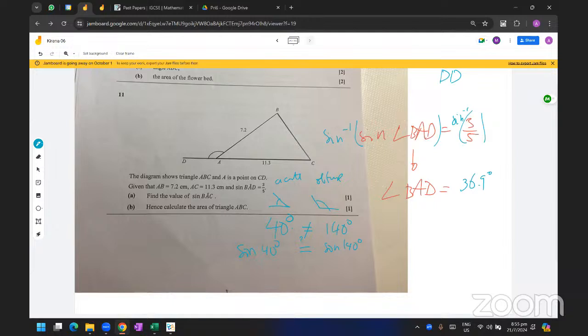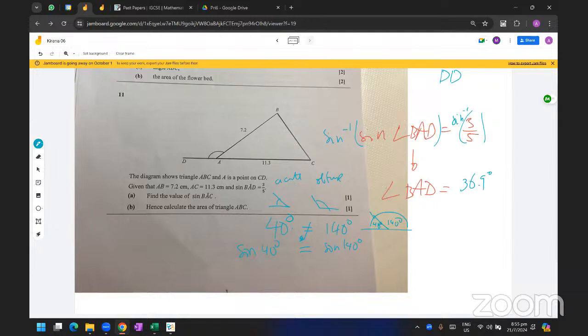Now let me confirm, your teacher mentioned something like this. Correct or not? There's a relation, yes or no? A bit only. Okay. Look, there is a relationship between 40 and 140. 40 is here, the acute one. This is 140. They are in one line, total 180. There's a relationship.